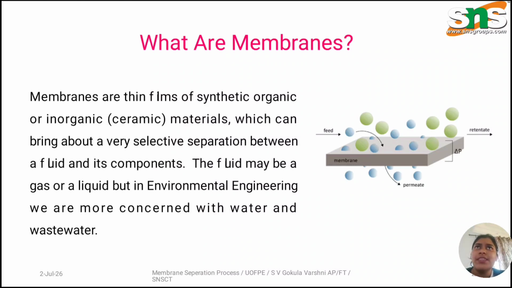A membrane is a very thin layer of material that acts as a selective barrier. It allows certain molecules to pass through while preventing others based on properties such as size, molecular weight, or electrical charge. Membranes may be made from synthetic polymeric materials like polysulfone or cellulose acetate, or inorganic materials such as ceramics. Ceramic membranes are highly durable and can withstand high temperature and harsh cleaning conditions.